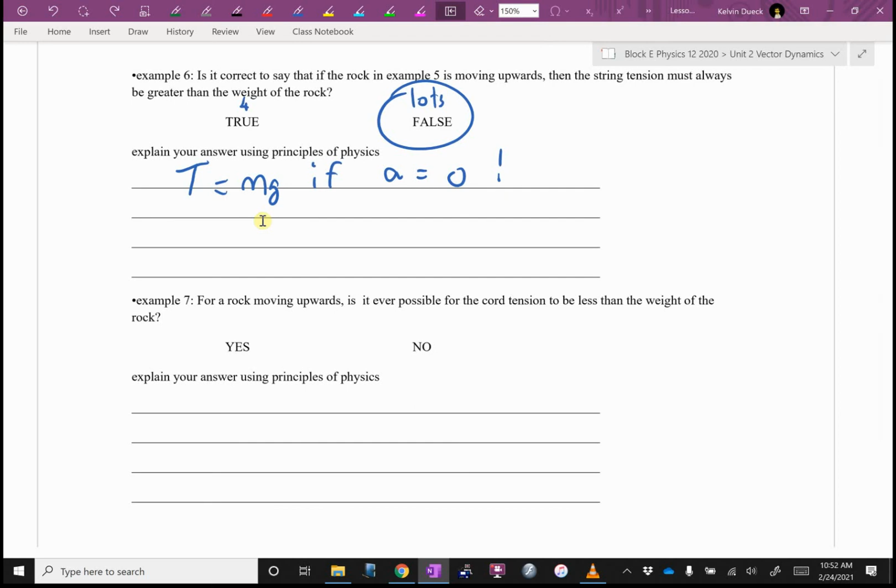Once again, we're going to vote. Once again, how high you hold your hand up is how sure you are of the answer. So you're either going to say, yes, it is possible for tension to be smaller than the weight of the rock if the rock is moving upwards. Or you'll say, no, it's moving upwards. It's got to be equal or bigger. Who says, yes, it is possible for it to be smaller? 1, 2, 3, 4, 5, 6, 7, 8, 9, 10, 11. Who says, no, we just proved it's got to be bigger or the same? 1, 2, 3, 4, 5, 6, 7, 8, 9, 10.